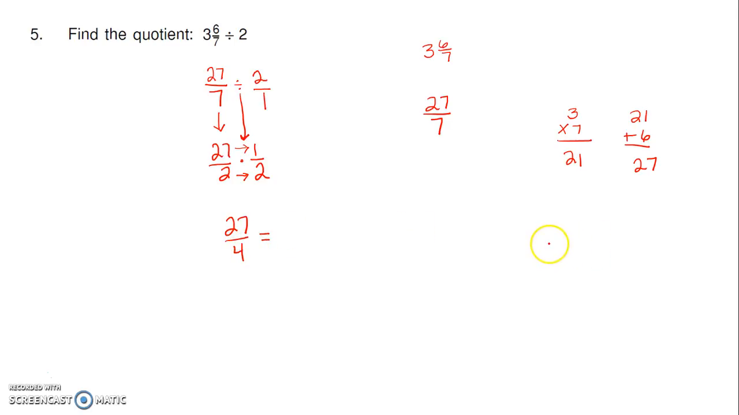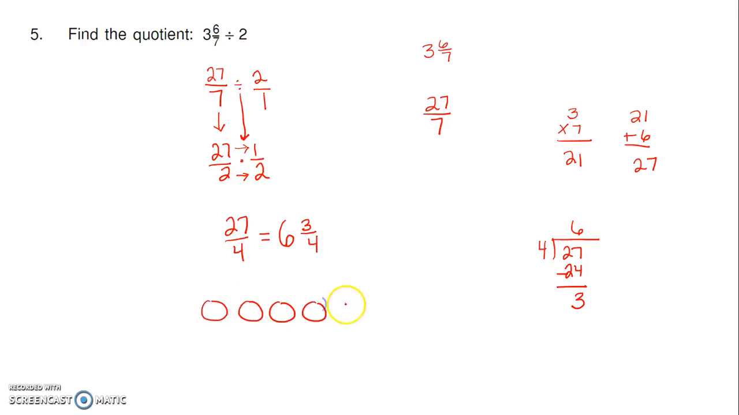So they would have you take 27 and divide it by 4. 4 goes into 27 6 times. 6 times 4 is 24 with a remainder of 3. So that means we would have 6 whole circles and then 3/4 of another circle. 27 fourths would be 6 whole circles and 3/4 of another. 1, 2, 3, 4, 5, 6 whole circles and 3/4 of another circle.